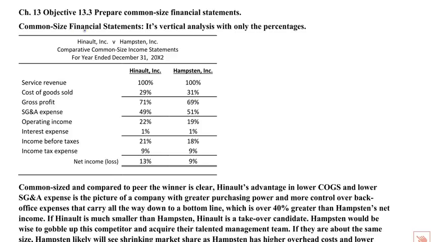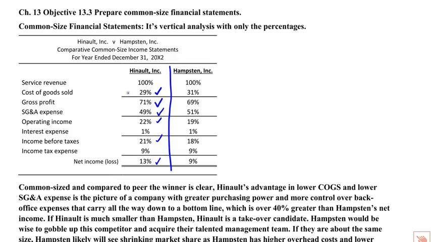All right, so common size financial statements, it's vertical analysis with only the percentages. So instead of having the actual income statement dollar amounts, all you have is percentages, and you use it to compare two companies. So over on the left, the cost of goods sold looks a little better, and their gross profit looks a little better. Their selling general administrative expenses are lower, so their operating income is higher. Their income before taxes is higher. Their net income is higher.